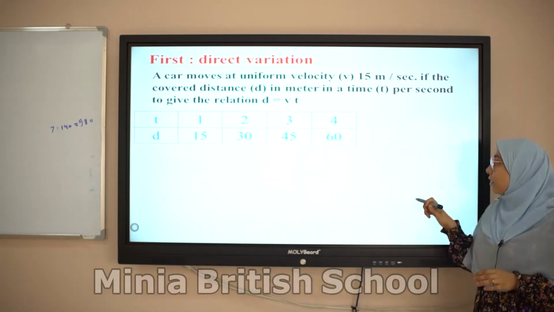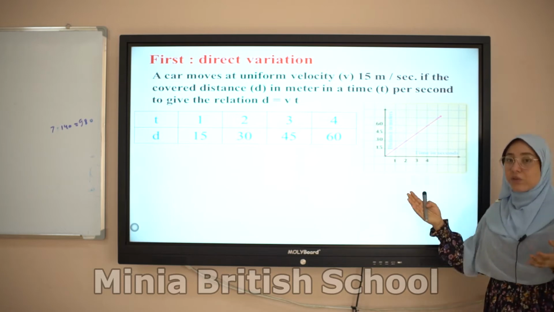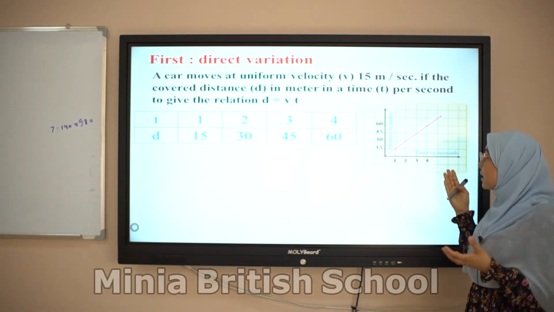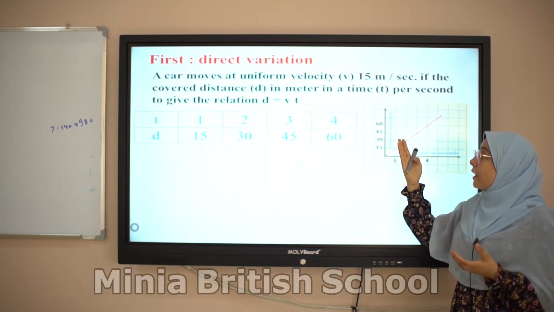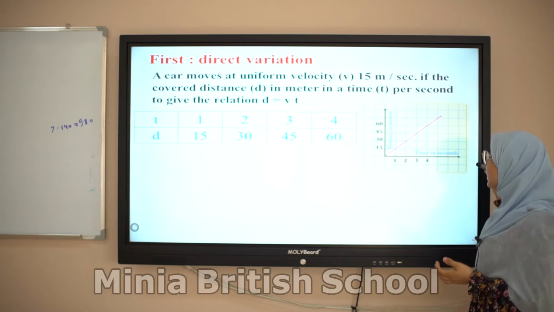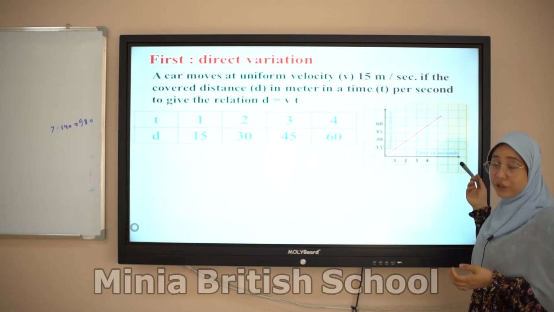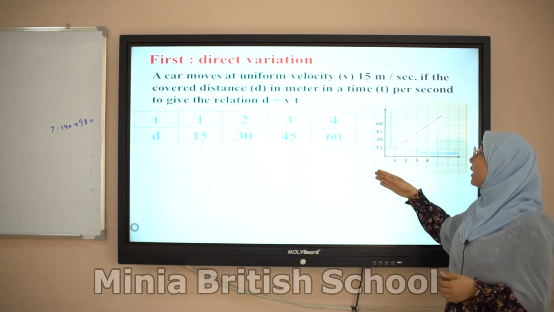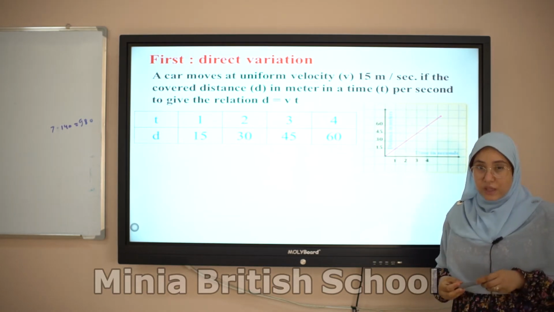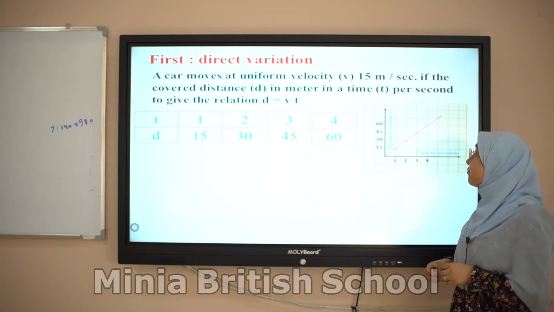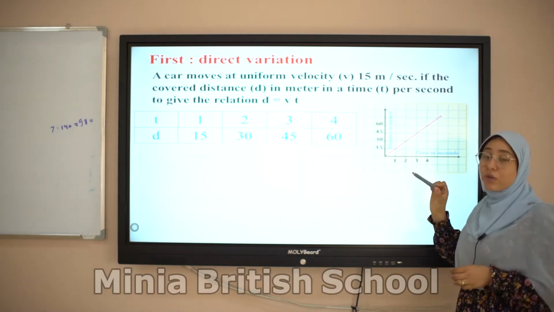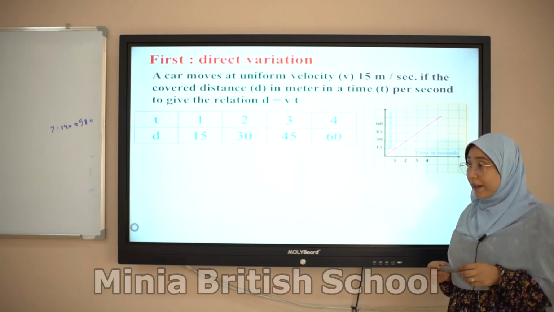Now, we can represent this relation graphically. This figure represents the relation between d and t. The horizontal line represents the time in seconds, and the vertical line represents the distance in meters. And we know that this relation is represented by a straight line passing through the origin point.